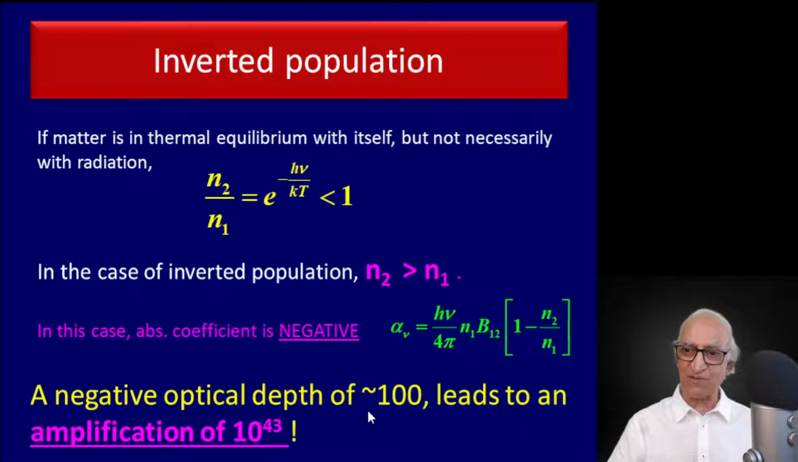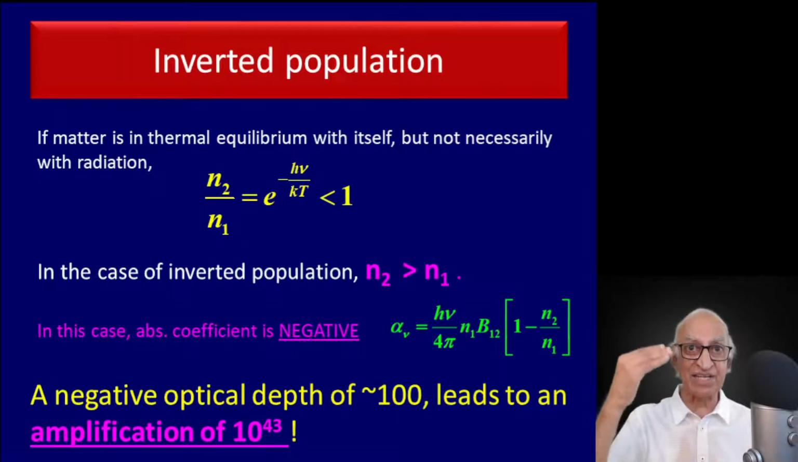Therefore, if you have a negative optical depth, which is a modulus of 100, I will have an amplification of the intensity by e to the power 100, which is 10 to the power 43. So that's what a laser or a maser is.